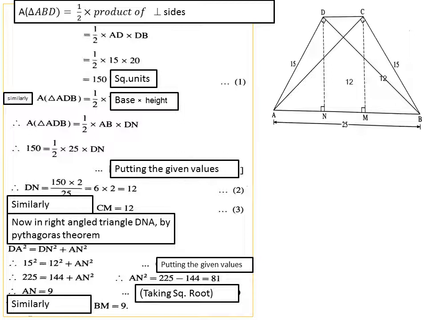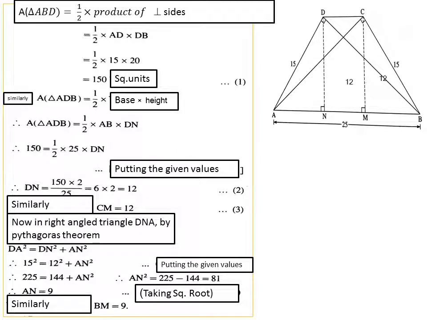Now use base as AB and height as DN. We get area of triangle ADB equal to half into base into height. Area of triangle ADB equal to half into AB into DN. Area of triangle ADB is 150, which is in equation 1. So 150 is equal to half into 25 into DN. After solving this, we get DN is equal to 12. Therefore, you can easily find out in the similar way CM is also equal to 12.